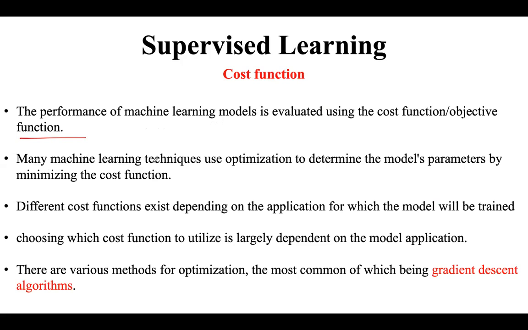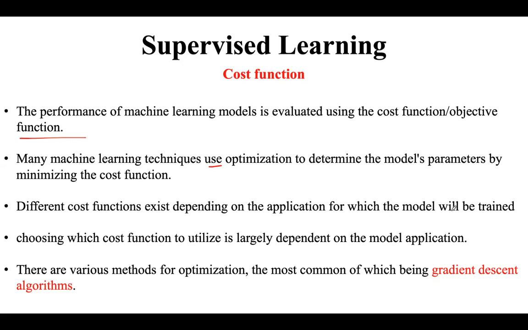So many machine learning techniques use optimization to determine the model's parameters by minimizing the cost function. Different cost functions exist depending on the application for which the model will be trained. For example, for linear regression, mean-square error is the best function to be optimized. But for classification, I mean the cat versus dog, the best cost function is called cross entropy, which is beyond the scope of our talk.